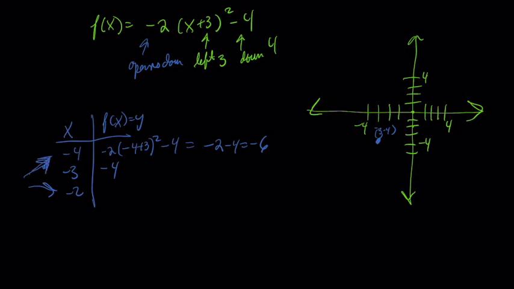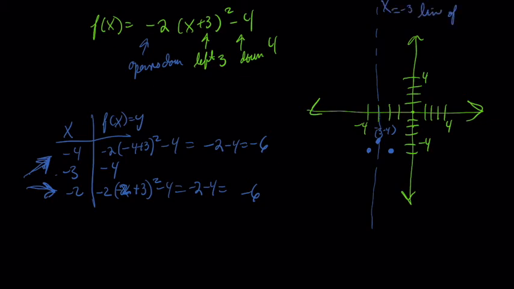Now, we have symmetry. So if I have 1 point away from negative 3, and then I'm another 1 point away from negative 3, this is also going to be negative 6. So let me show you. Negative 2 times negative 2 plus 3 squared minus 4. Negative 2 plus 3 is 1. 1 times negative 2 is negative 2. Negative 2 minus 4 is negative 6. We have a line of symmetry right through here. This is the line x equals negative 3, and this is my line of symmetry.